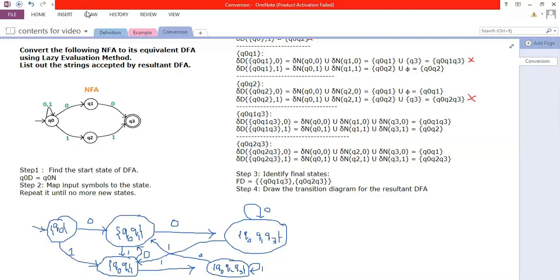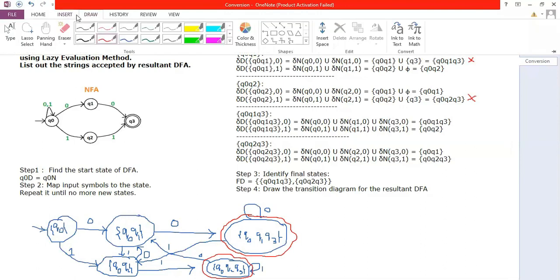For the understanding purpose only, I just make use of some other color. So this is the final state. Q0, Q1, Q3 is final state. Similarly, Q0, Q2, Q3 is also final state. This ends the first question, but there is one more small question in that.